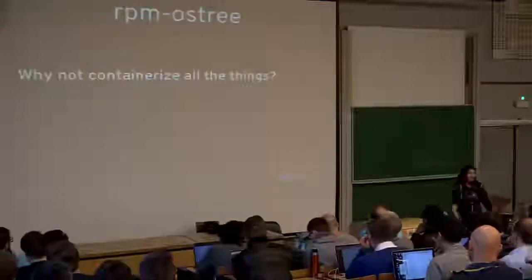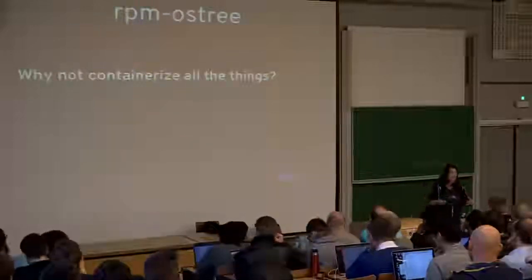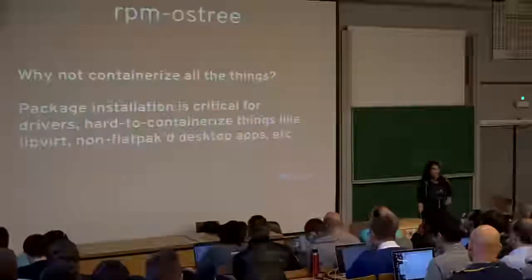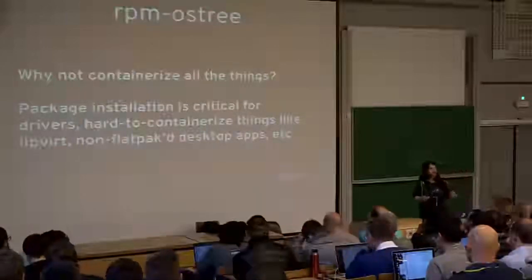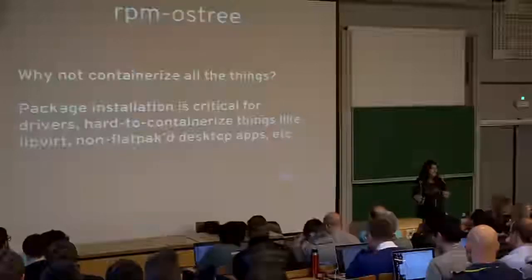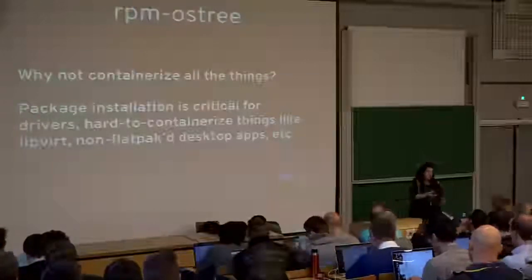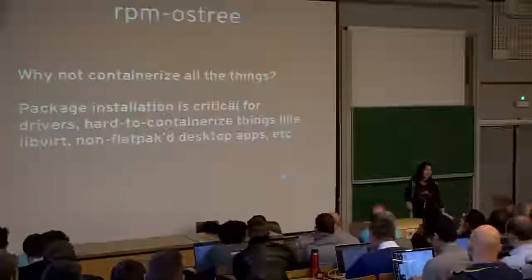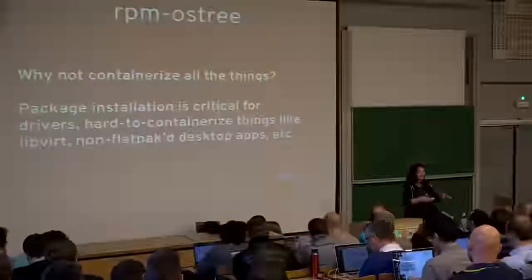A little bit about RPM OS tree. Why not containerize all the things? Why can you still use RPMs? Package installation is critical for drivers. It's hard to containerize all the things. RPM OS tree provides you with a way to hack a little bit into the OS, which CoreOS doesn't give you. CoreOS is one piece, and then you put containers on it. They're not really meant for desktop. Whereas with RPM OS tree, you can use RPMs. We call it package layering. So you can rpm-ostree install a package that is packed in an RPM.